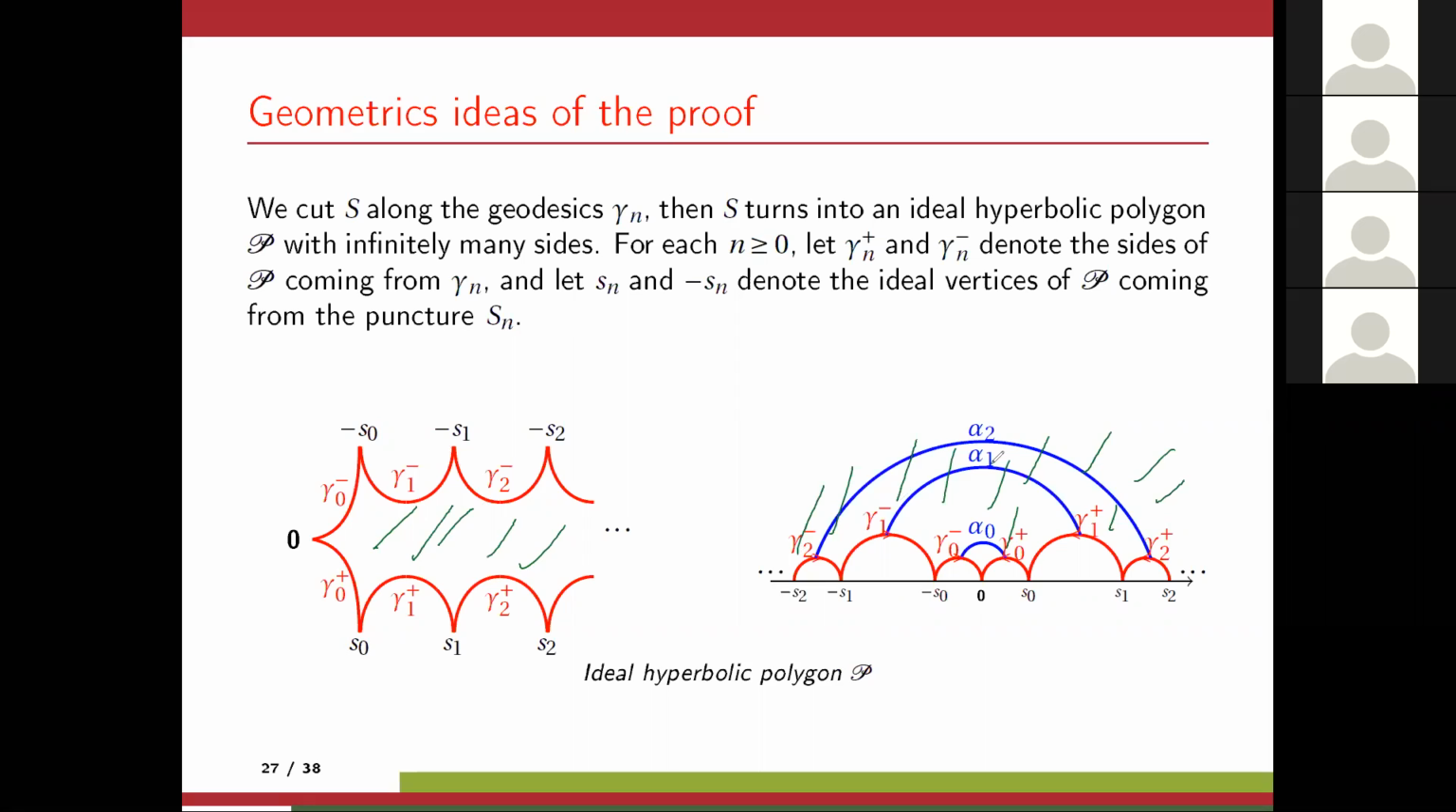Its sides come from the geodesics gamma n. A geodesic gamma n defines two sides in this polygon. These sides are gamma n plus and gamma n negative. And these are identified using a Mobius map.